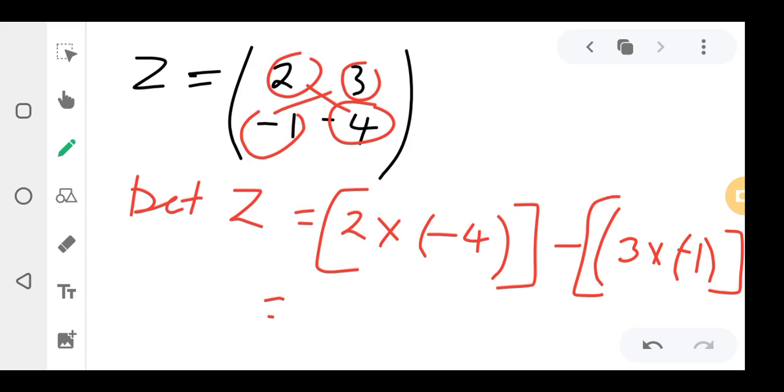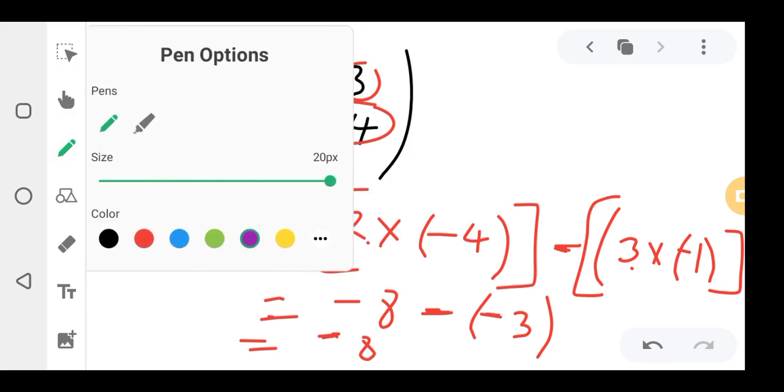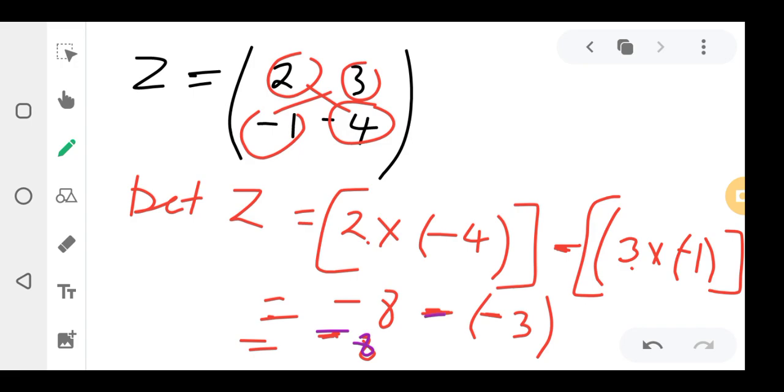Okay? That will be 2 times negative 4 is negative 8. This negative here comes here. And then 3 times negative 1, it will be negative 3. And then it comes like this. So you drop negative 8. I taught you indices. You remember how to solve indices like this? You drop your negative 8, this negative, and that negative. So this negative times this negative will form a positive 3. So negative 8 plus 3, the answer is negative 5.